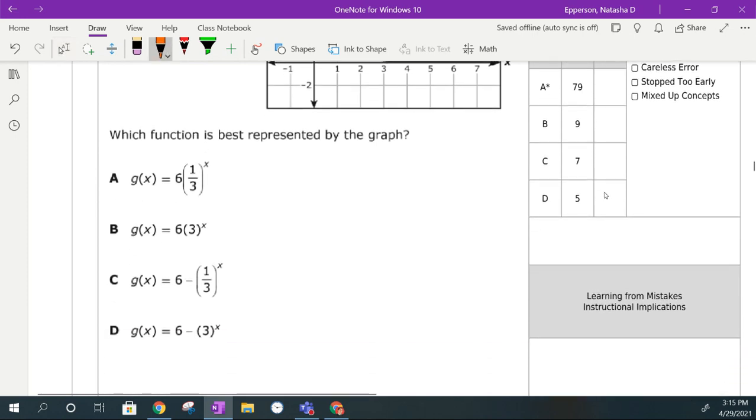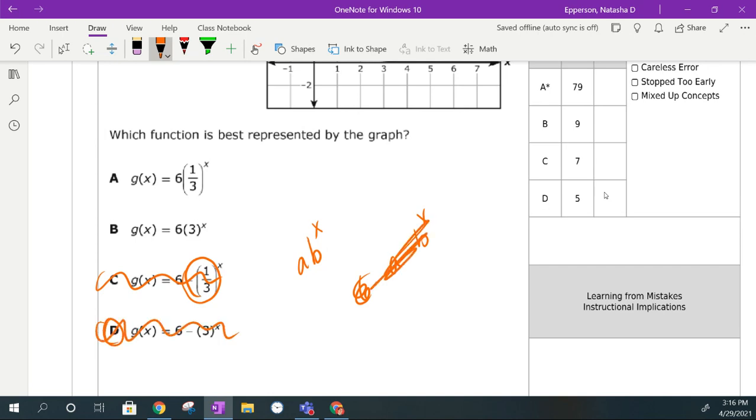Okay, each one of these has 6. That's correct. But C has subtract 6, minus. It's going to be 6 times whatever our B value is to the x power. So C is not in the form of A B to the power of x. That would be A minus B to the power of x, and that's not our format. Same with D. So D can't be it.